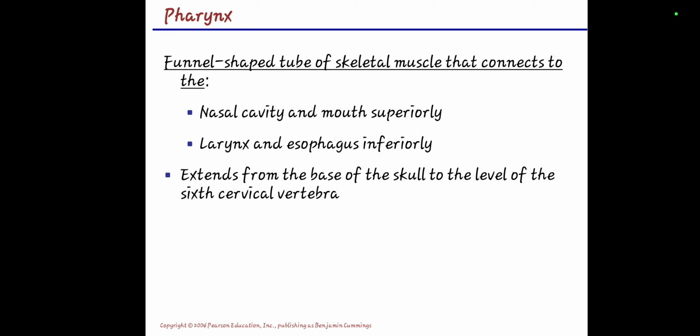So the pharynx is usually a funnel-shaped tube of skeletal muscle. It usually connects to the nasal cavity and mouth superiorly. It connects to the larynx inferiorly. When we say superiorly, it is located in the upper portion. When we say inferiorly, it is located in the lower portion. It usually extends from the base of the skull to the level of the 6th cervical vertebra.